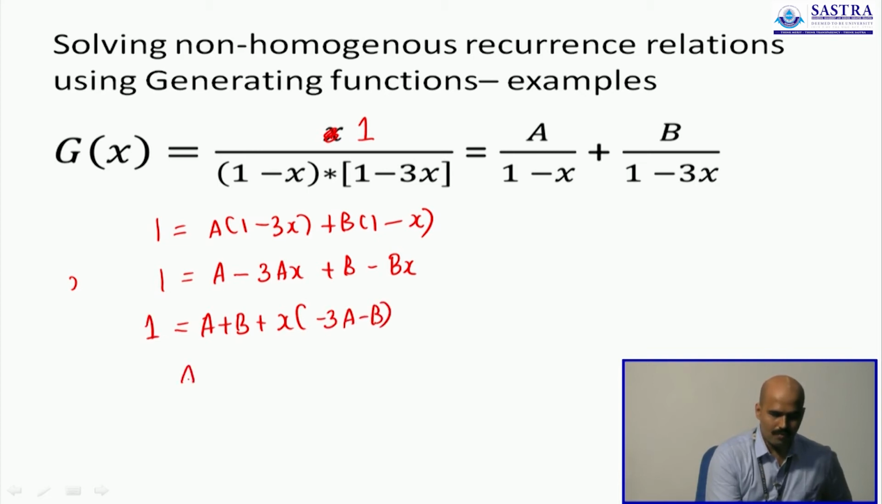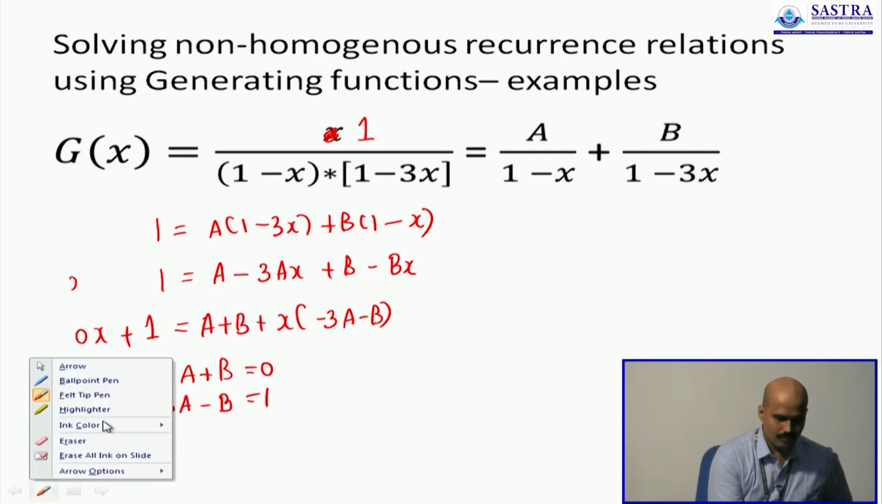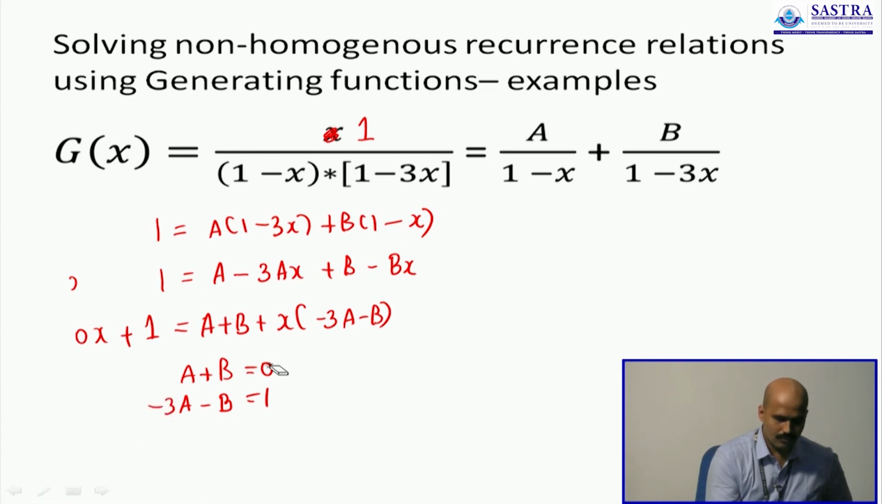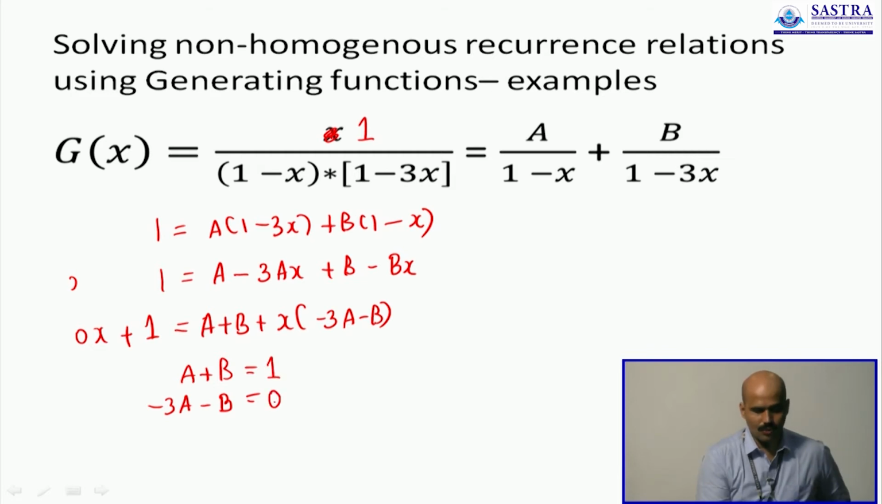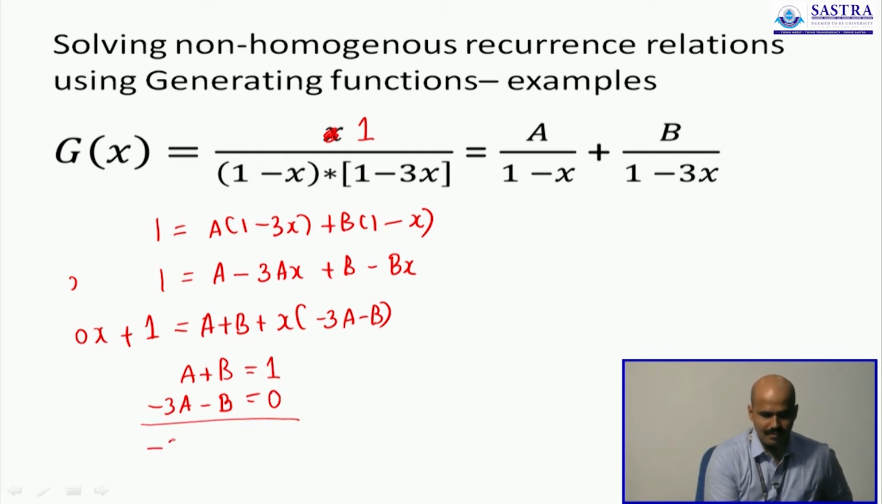Comparing this with 1, we have a plus b is 1, and since there is no x term on the right, minus 3a minus b is 0. Adding both, we will see that we have minus 2a is 1, or a is minus half.